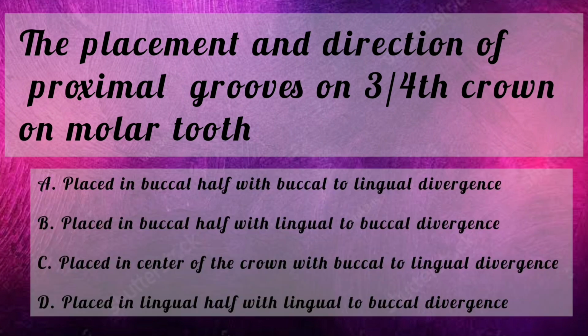The options are: A, placed in buccal half and with buccal and lingual divergence. B, placed in buccal half with lingual to buccal divergence. Option C, placed in the center of the crown with buccal to lingual divergence. Option D, placed in lingual half with lingual to buccal divergence.